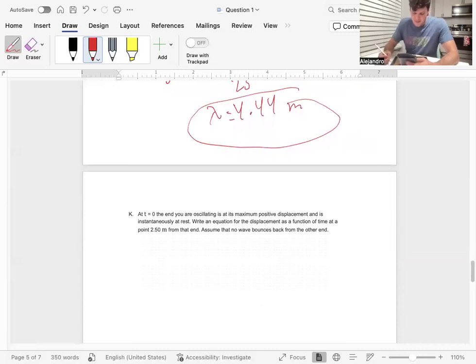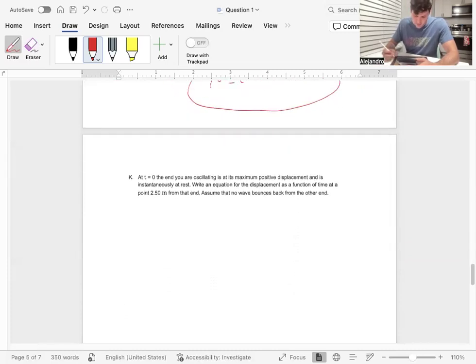Okay, at t equals 0, the end of the rope oscillating is at its maximum possible displacement and is instantaneously at rest. Write an equation for the displacement as a function of time at the point 2.50 meters from that end. Assume that no wave bounces back from that end. Okay, we need to write the formula.